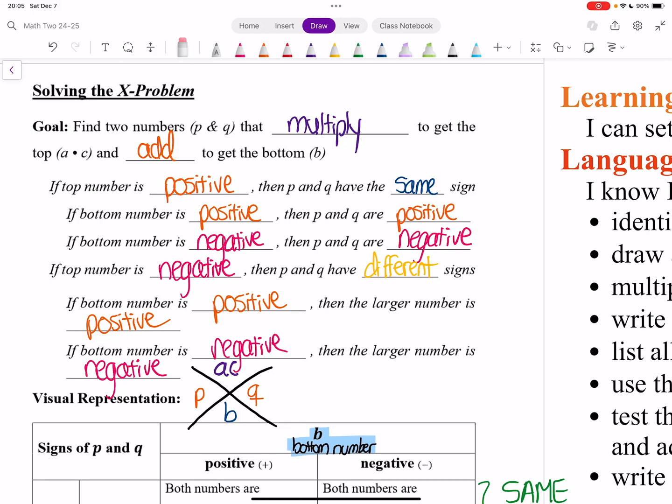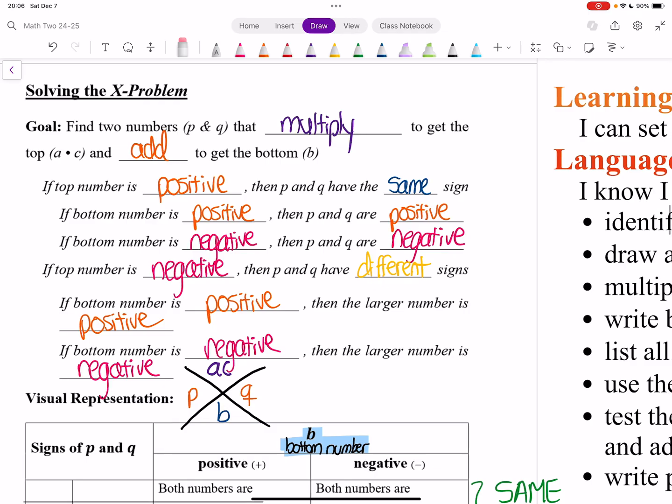This lesson video is the third in a series on solving quadratic equations by factoring, with a focus on factoring quadratics when a equals 1. In previous lesson videos, we talked about how to ensure that the quadratic is set equal to 0, how to identify a, b, and c, and how to begin using this tool called the x problem to help us factor. In the last video, you learned how to set up an x problem, and in this video, I'm going to demonstrate how to solve the x problem.